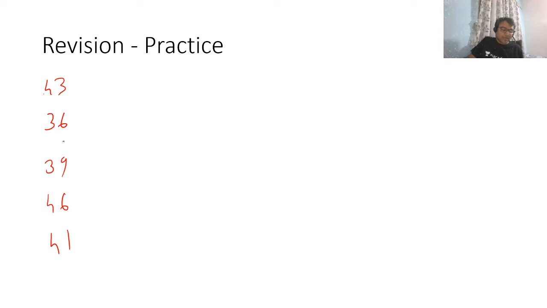So what was 43 square? We talked about 43 being 7 less than 50. I put 7 here. So we do 25 minus 7, which is 18, and when we do 7 square, which is 49, this is 1849.